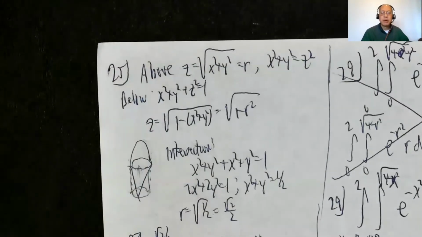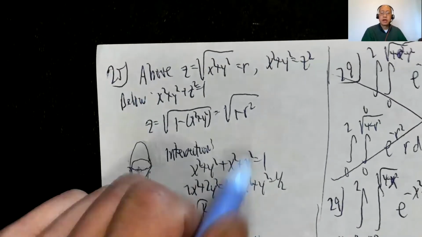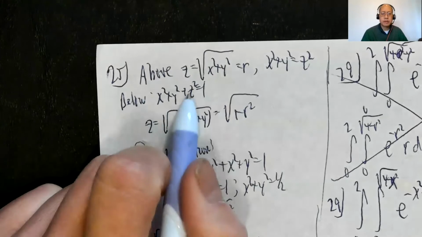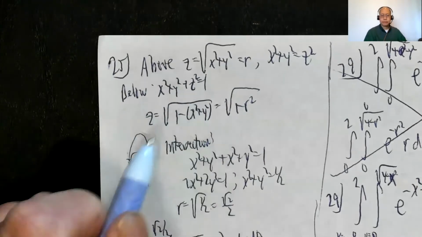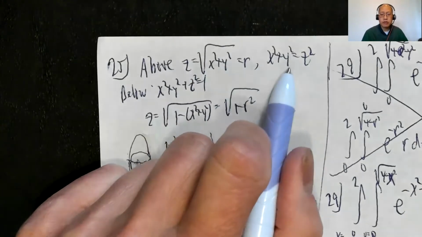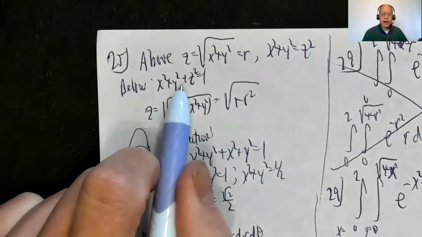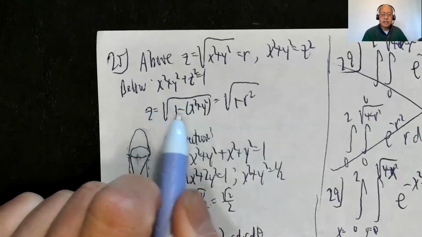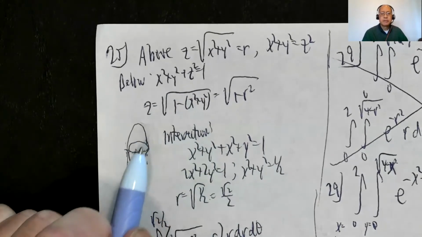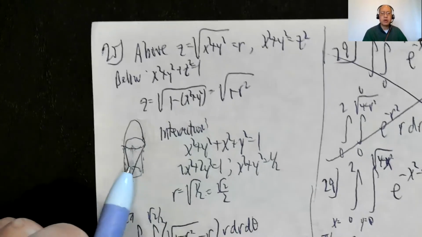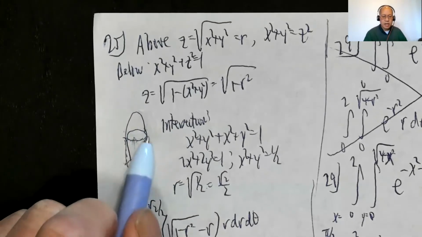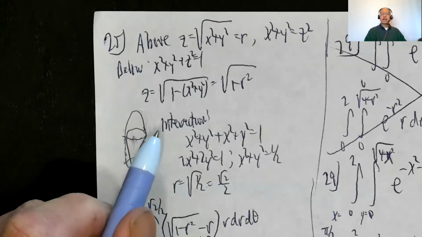Okay, 25, above z equals radical x squared plus y squared, which is square root of r squared, or r. Okay, and below x squared plus y squared plus z squared equals 1, the unit sphere. Okay, and let's see, I squared both sides. x squared plus y squared equals z squared. So z equals radical 1 minus x squared plus y squared, or radical 1 minus r squared. Okay, so it's below the sphere, but above the cone. So you have sort of an ice cream cone thing that we're trying to find the volume of. So everything in here. So first I have to find their intersection.